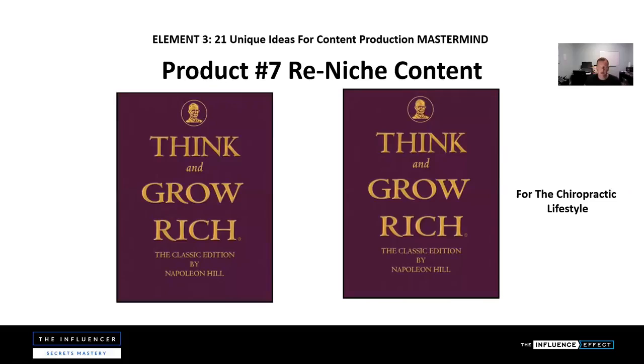Re-niche content, which I've kind of hit on just a couple seconds ago. You could take Think and Grow Rich, and we're going to hit on public domain here in a minute. But you can take Think and Grow Rich and make it Think and Grow Rich for the chiropractic lifestyle, Think and Grow Rich for the nutritionist life, Think and Grow Rich for paleo eating, right? And then you can have your content and your commentary. So that book, I'm already jumping into the public domain, is in the public domain. Therefore, you can say, hey, here's his chapter, here's my commentary, here's Think and Grow Rich with 16 extra pages. And it's for the chiropractic lifestyle.